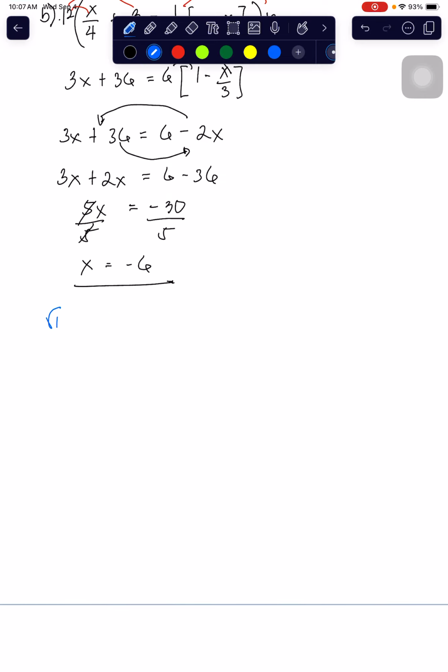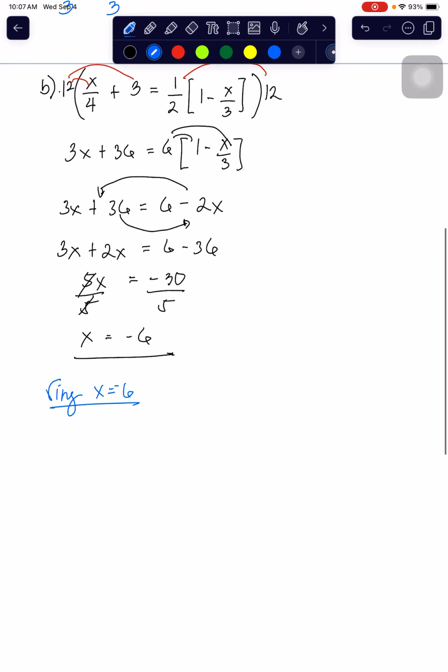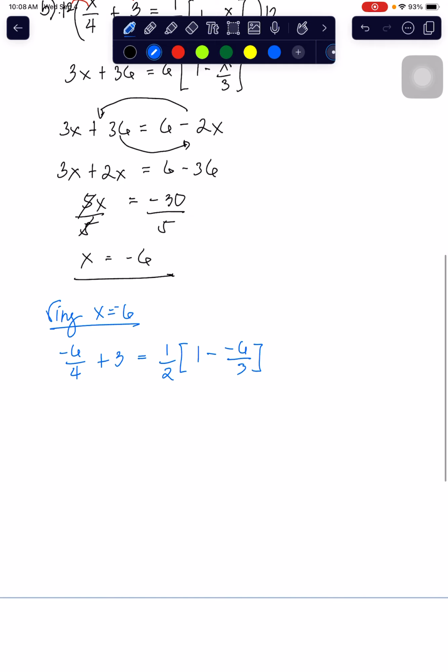So again, this is how we check. We simply substitute what we solved, which is x equals negative 6, to the original equation here on top. Okay. All right. So let's do that. We have now negative 6 over 4 plus 3 equals 1 half. Open bracket, 1 minus negative 6 over 3, then let's close that bracket. Okay, all right, so how do we add negative 6 over 4 again?